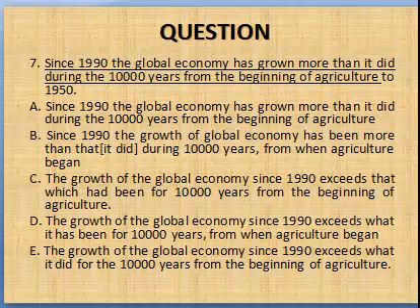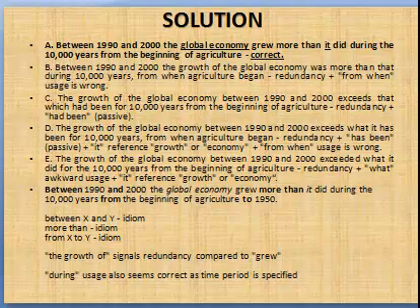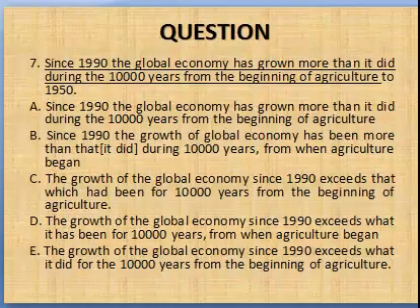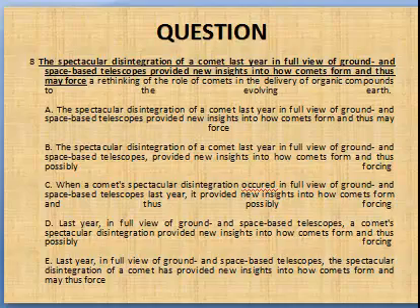So what is placed probably not in the wrong way. I think A fits best from the given options. So between, and it should be closer to the global economy. So between 1990 and 2000, the global economy, at the beginning of agriculture to. So "from when" is wrong. I think there is some problem because we did not have "between" here. We had "since". So maybe something is wrong in the way I have put things here.